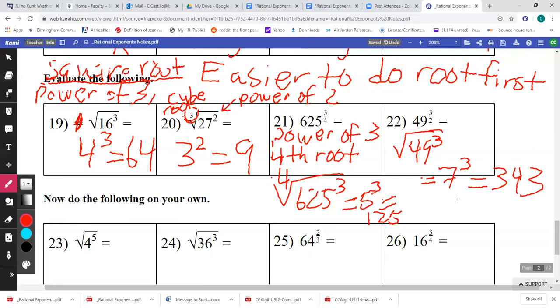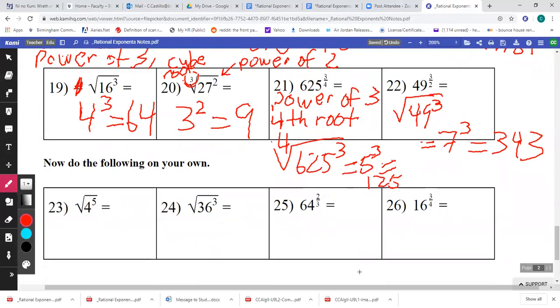Okay. So what I want you to do, try the next 4 on your own. Pause the video. They're almost exactly like the ones on the top. Try them out on your own. And then unpause it and check your answers.